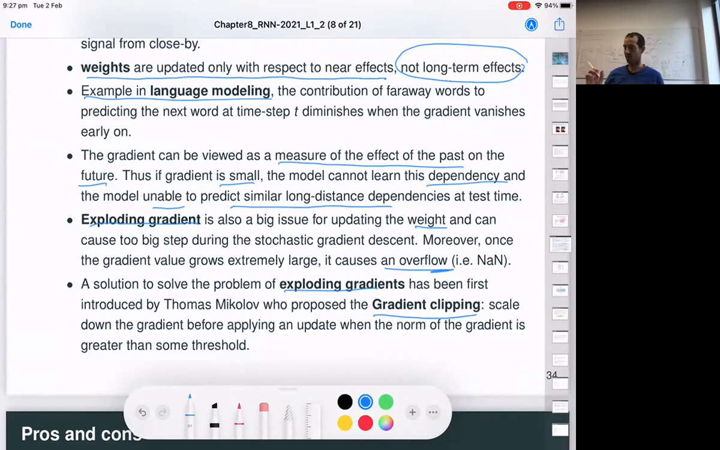It's just to scale the gradient: you take the norm of the gradient, and if it is greater than a given threshold, you scale the gradient to the threshold. So this is a way to not have an exploding gradient. I can give you some papers about this.